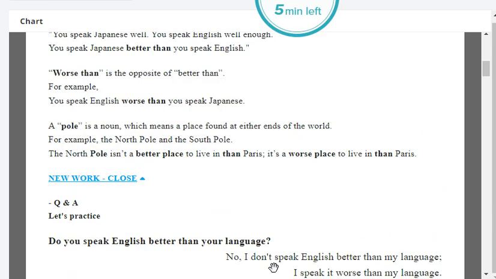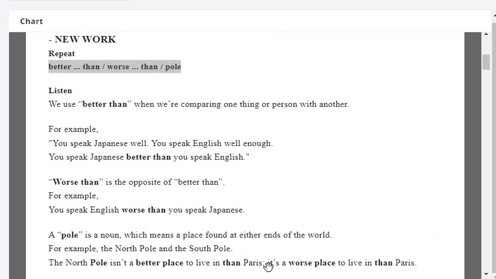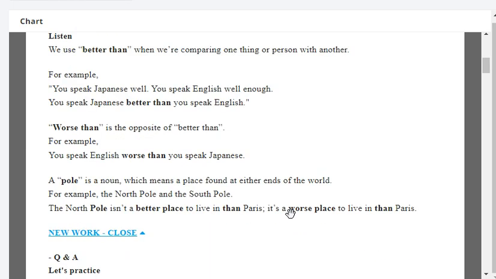Okay, so a pole means a place found on either end of the world, like the North and the South, the bottom of the Earth. It can also mean a bar, like a flagpole where you put the flag. Okay, we use better than when we're comparing one thing or person with another. For example, you speak Japanese better than you speak English. Worse than is the opposite of better than. For example, you speak English worse than you speak Japanese.